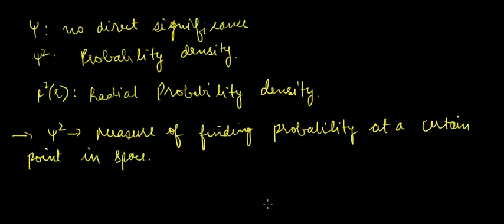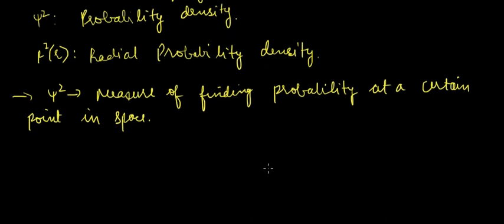Let's see the rules before that. The more the value of psi square, the more the probability of finding an electron at a given point. So we will always talk in terms of probability, not the exact position of the electron in any of the orbits, orbitals or subshells.